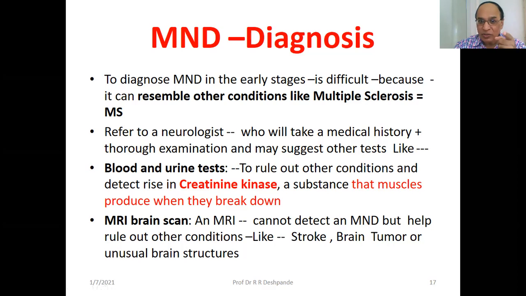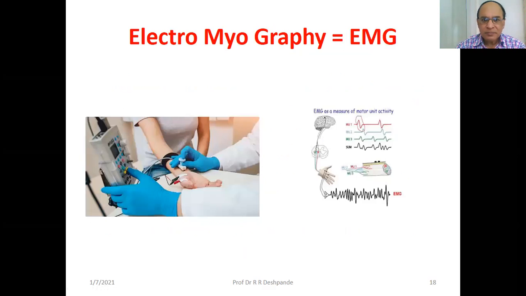Remember, this is a clinical diagnosis. But MRI can help to rule out other conditions, like whether there is thrombosis, embolism, bleeding, brain tumor, brain structure damage, which can be detected by MRI. See, you can see the electromyography, EMG. The muscle conduction is detected. EMG is a measure of motor unit activity. These are the different graphs, and the doctor can see whether that EMG has been changed.